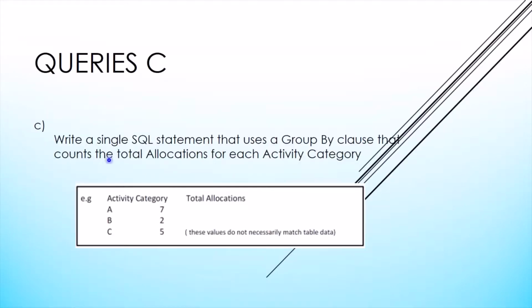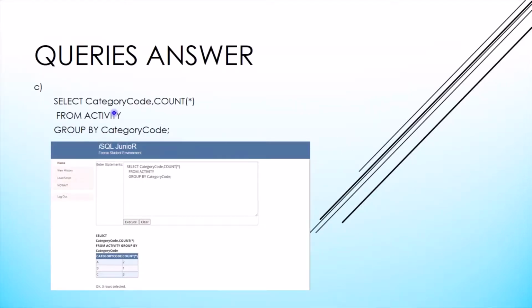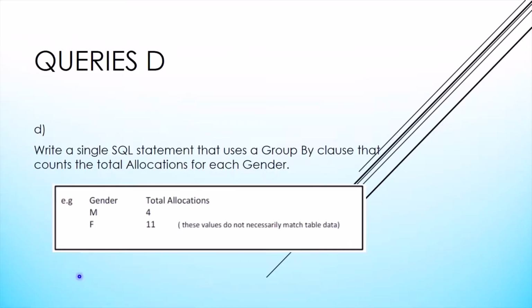Query C. Write a single SQL statement that uses group by to count the total allocation for each activity category. This is given by the example, and this is the answer: select category code and count from activity group by category code. This is the SQL screenshot showing this table in the answer.